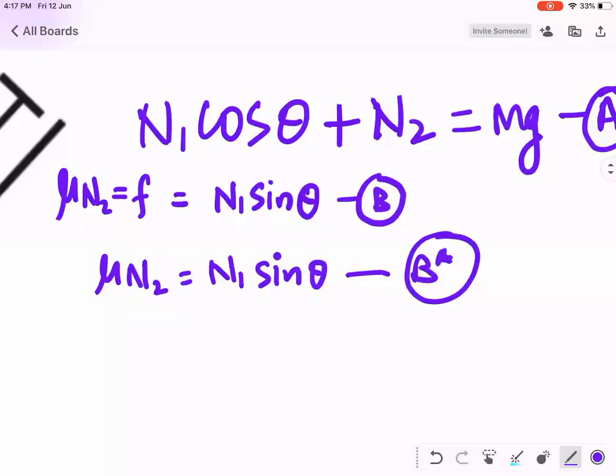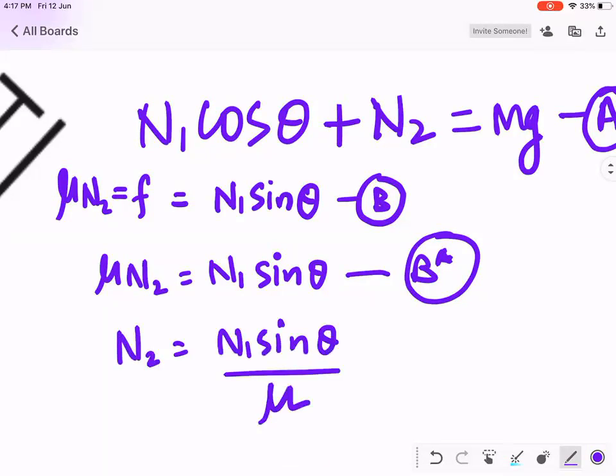Now let's try to find the value of N1. How to find the value of N1? We got the value of N2 here. N2 is equal to N1 sin theta divided by mu. Put this value of N2 in equation A. Okay.